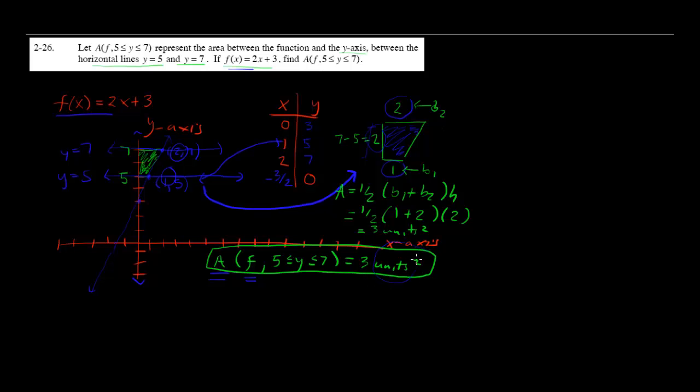And remember that we want to say units squared. We're not given feet or meters or anything, so we just use in general units. And because we're multiplying units by units, getting area, we have to say units squared. So this is number 26 in Chapter 2 of CPM Calculus.